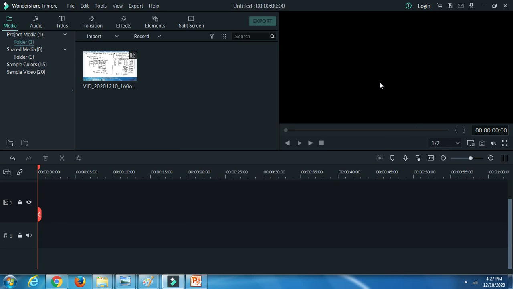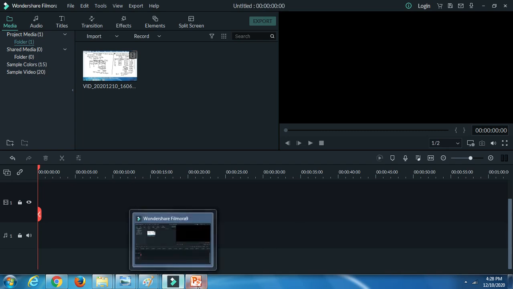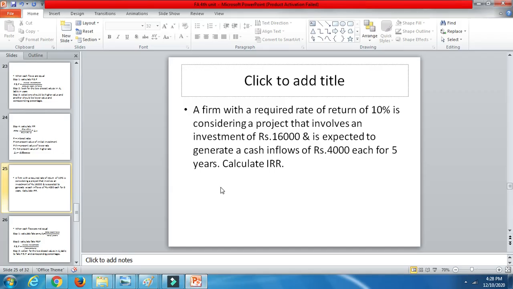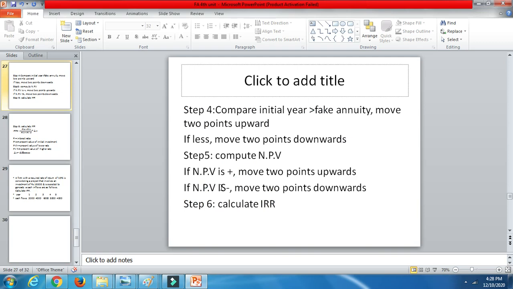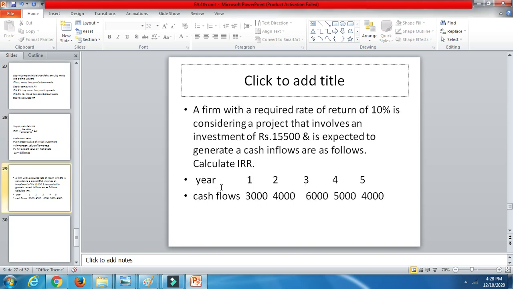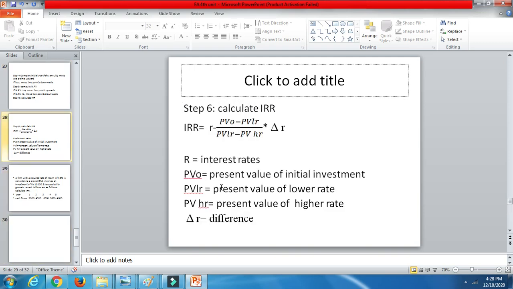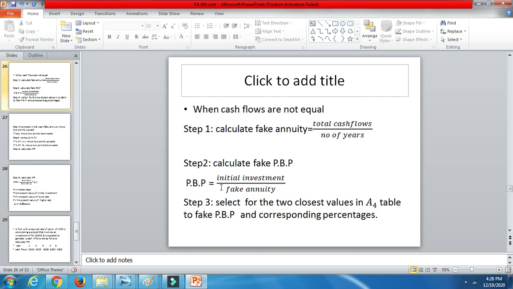Students, in our last class I explained when cash flows are equal. Now I'm going to explain when cash flows are not equal in the IRR. So let's do that one also. These are the steps to be followed when cash flows are not equal. This is an IRR problem.